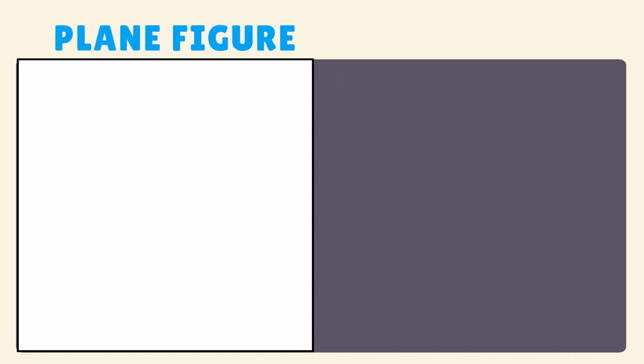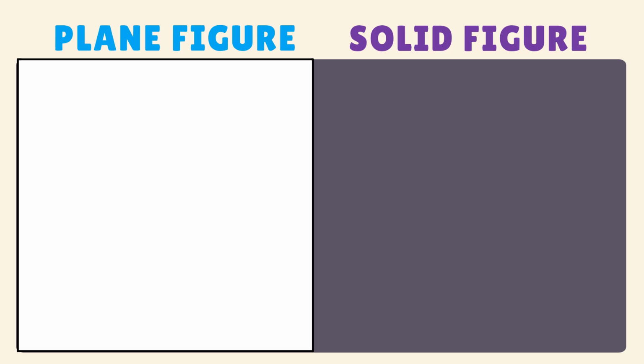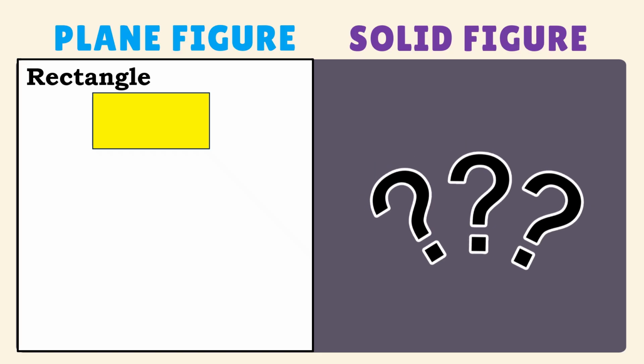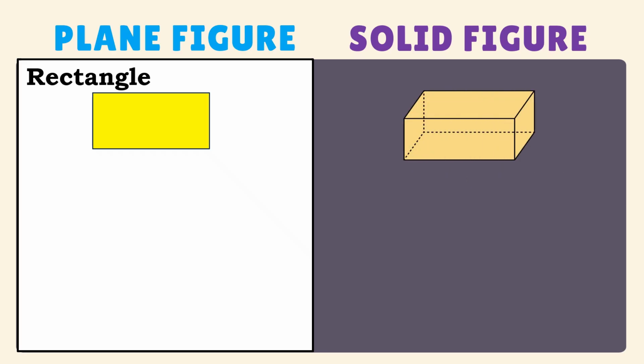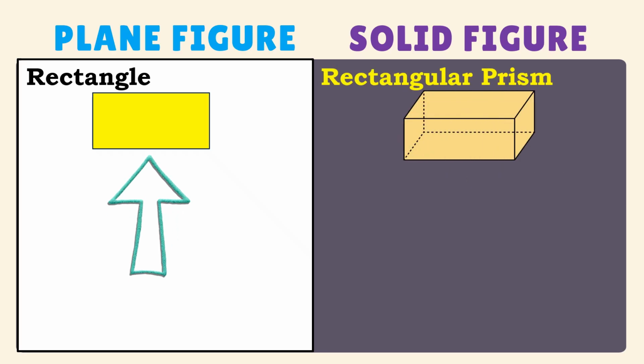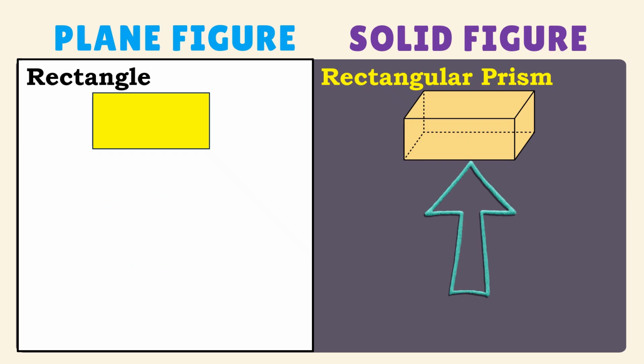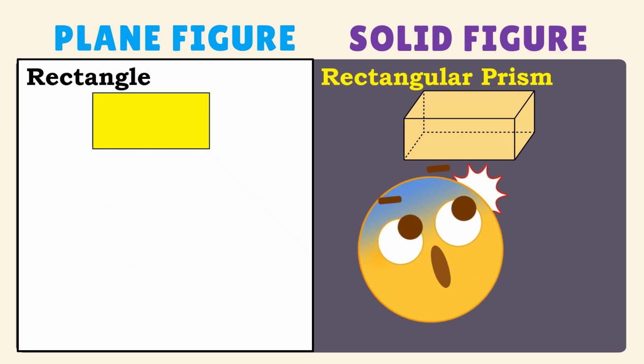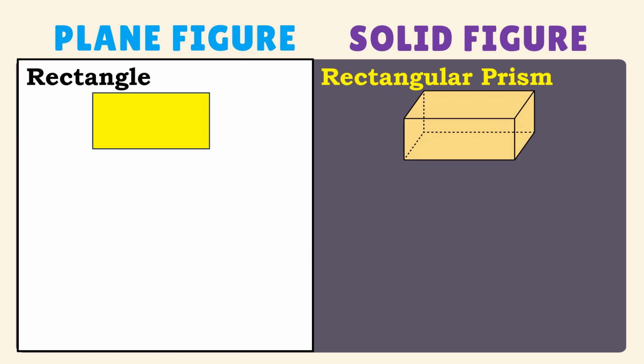Now let's relate a plane figure to a solid figure. What shape is this? Alright, it is a rectangle. What solid figure can we form from this shape? Yes, you're right. We can form a rectangular prism. See how our flat rectangle becomes a full 3D rectangular prism. Amazing, right? Now let's compare the rectangle and a rectangular prism.